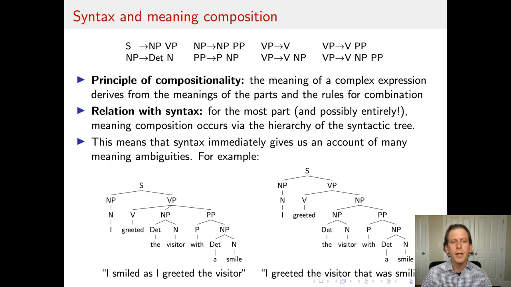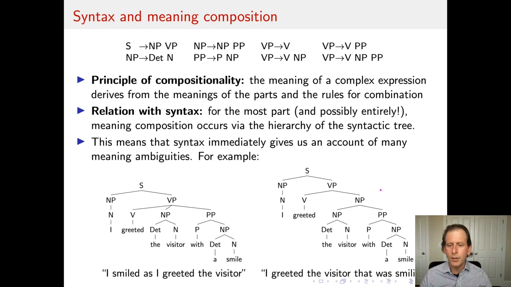I'm not going to get into the full details of a theory of semantic composition and syntax here, because that will take us beyond the scope of today. However, very loosely, the general idea is that words that modify other words should appear close to each other in phrases, within the scope in which the meaning of the overall phrase is determined. So if we're saying the second paraphrase, I greeted the visitor that was smiling, then with a smile should be inside that noun phrase that talks about who I'm greeting.